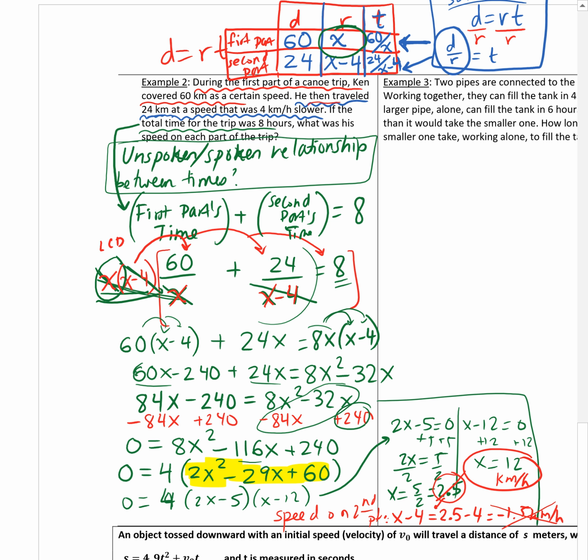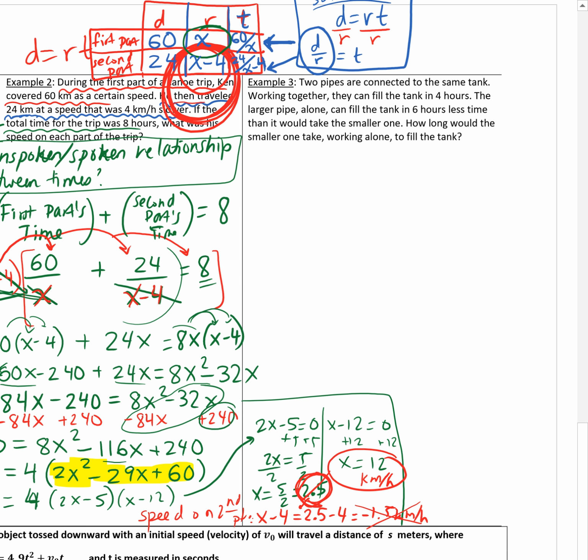So again, 2.5 kilometers per hour is fine, it's kind of a slow speed, but it does make sense. It's just that if you plug it into the second part of the trip up there, x minus 4, you'll get a negative value. So the first part would have no problem, but the second part wouldn't make sense. He'd be going at negative speed. So it must be the 12 as the answer for this one. Whew, that was tricky, huh?